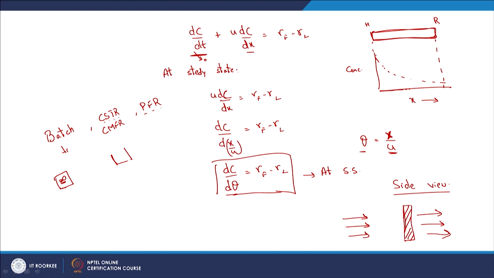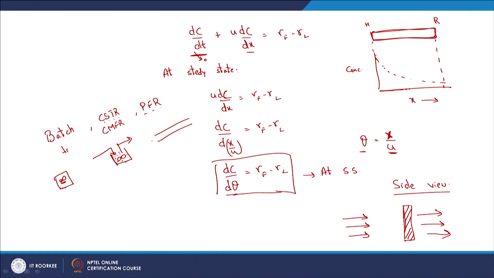CSTR, what does that refer to? You have flow coming in, you have flow going out, and it is again continuously stirred. So it is an open system, but again the compound concentration within the reactor is the same. And plug flow reactor: let us apply it to the Ganga canal case. At Haridwar, flow comes in, and at Roorkee, flow goes out, and the concentration changes with distance. Keep in mind that the concentration of the relevant compound is not the same throughout the reactor, but changes with distance. So we come across batch, CSTR and plug flow.